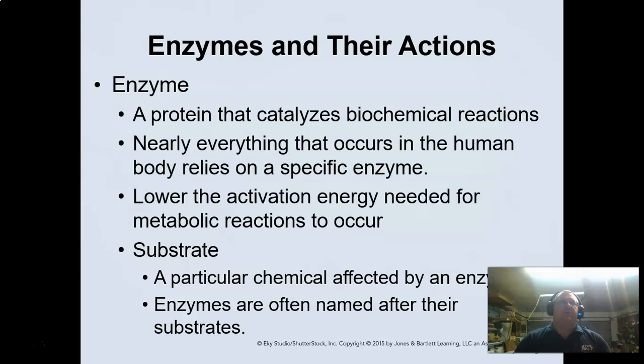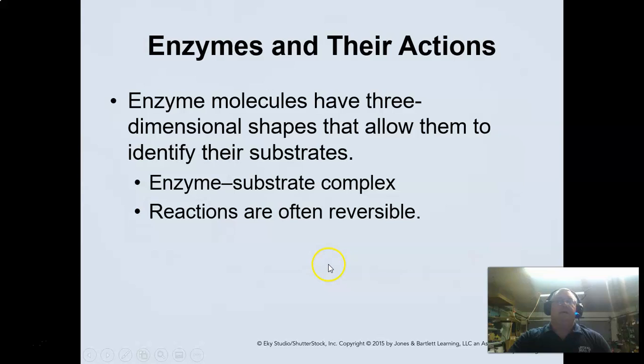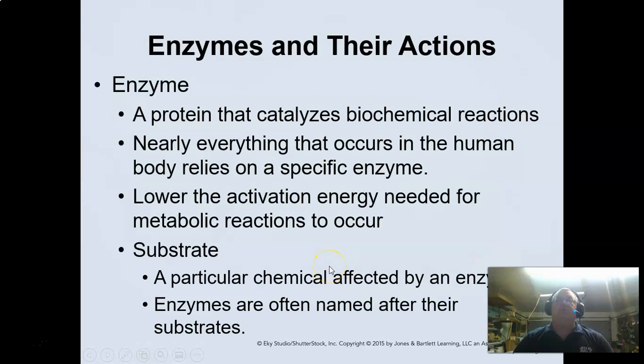I talked about this earlier. It's why we can't eat cellulose, but cows can. They have an enzyme that breaks the cellulose down into a simple sugar. Humans, we don't have that. All right. So a substrate, by the way, is a particular chemical that is affected by an enzyme. Okay. So if it's affected by the enzyme, it's a substrate. And the enzyme is often named after its substrate. As a matter of fact, a good example of that is acetylcholine.